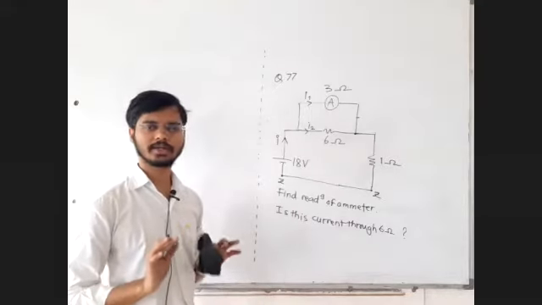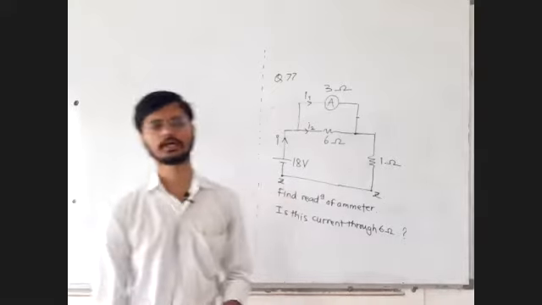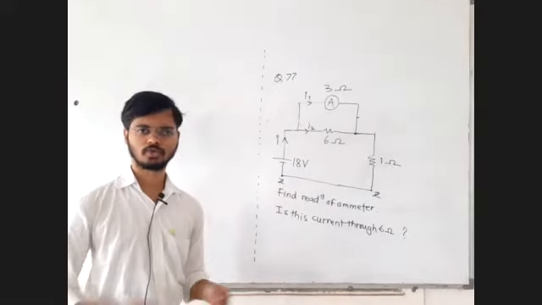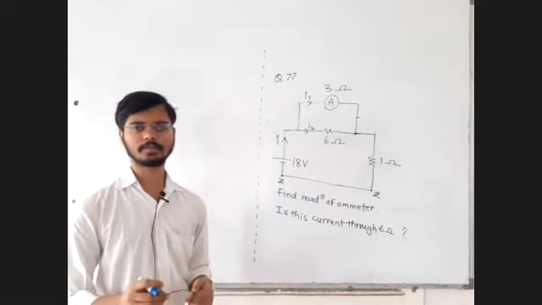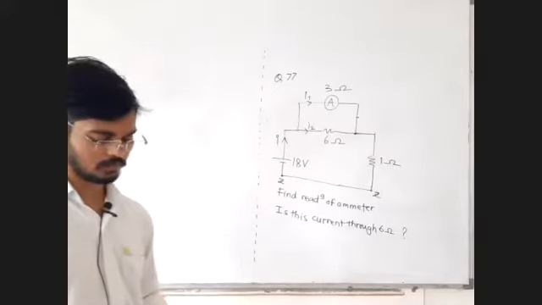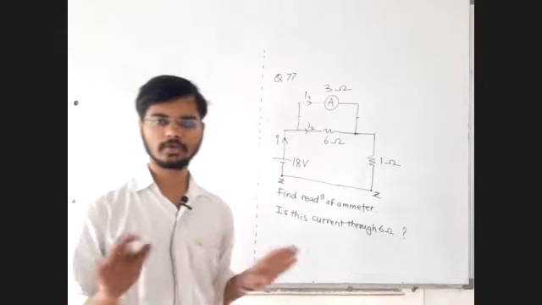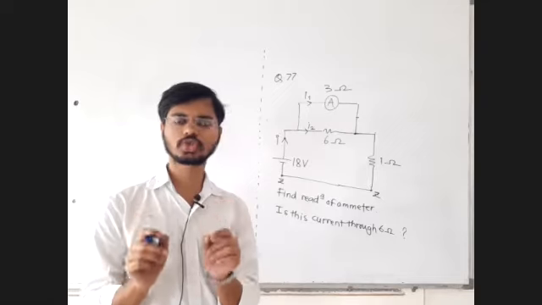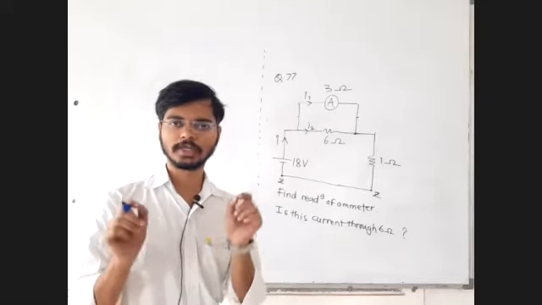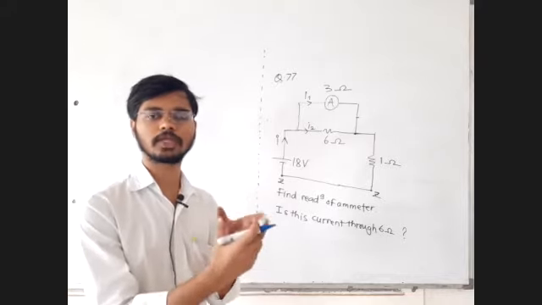Is it okay to connect an ammeter in parallel with something? Reply to me in the chat box. Do we ever connect an ammeter in parallel? An ammeter is never to be connected in parallel. An ammeter is used to measure the current in the branch. To measure the current in the branch, you have to cut the branch and then put the ammeter.